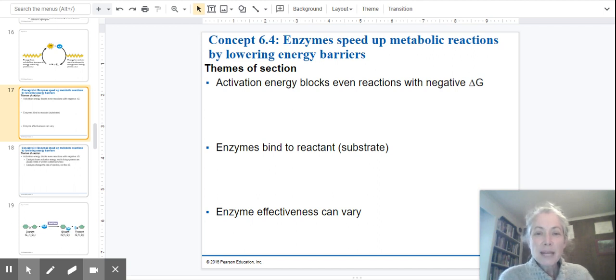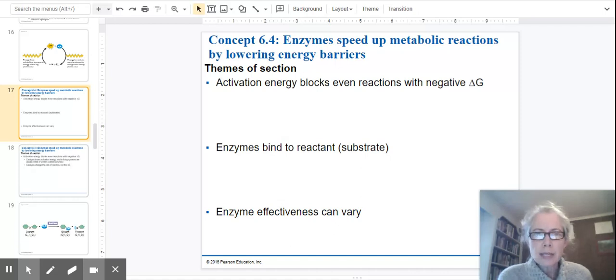Hi. In this lesson on 6.4, I want to teach you about enzymes and what they do in chemical reactions. If you recall, a chemical reaction is just a rearrangement of the bonds between atoms that can result in a change in the amount of energy that they have as potential chemical energy.